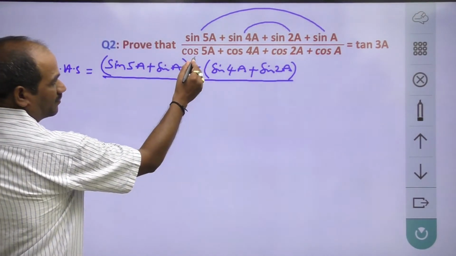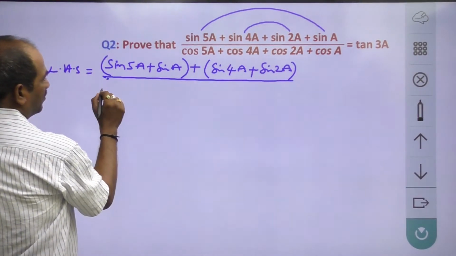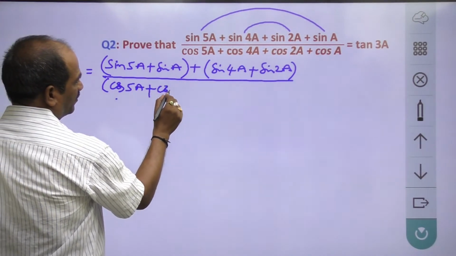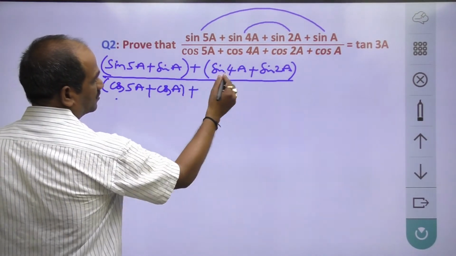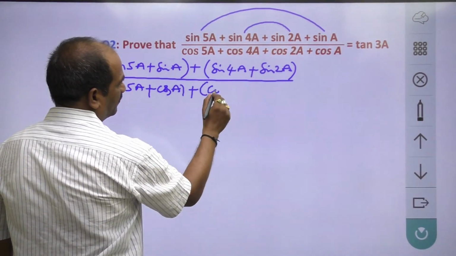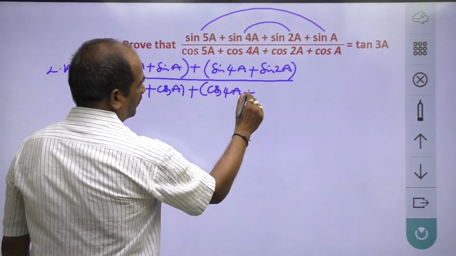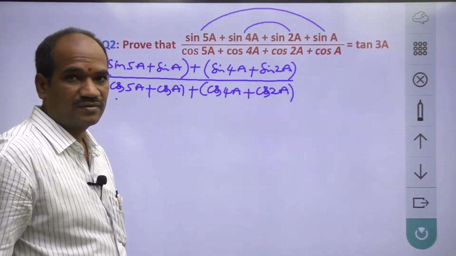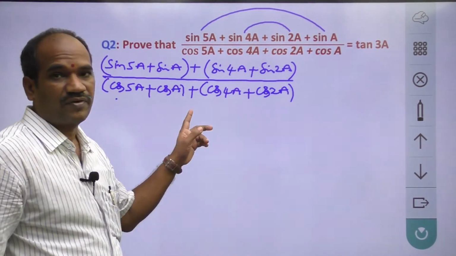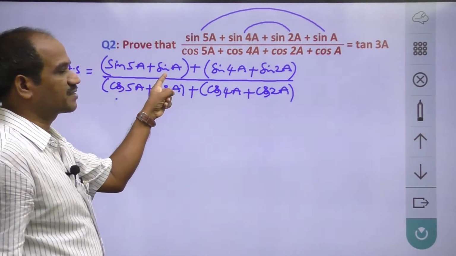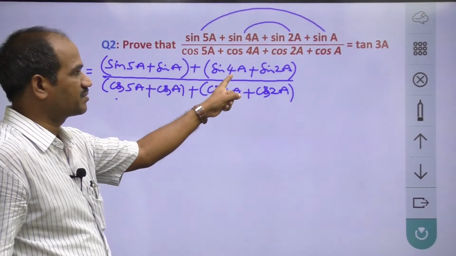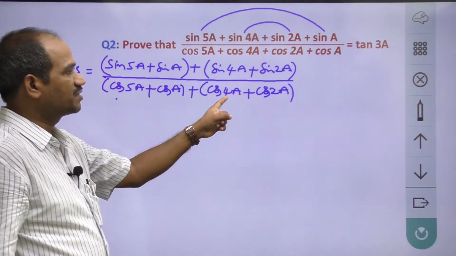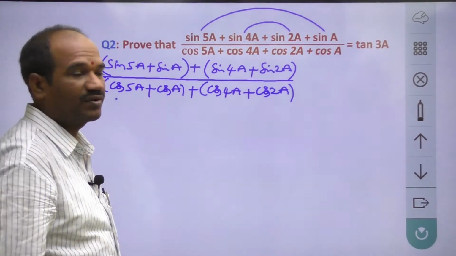the next: first and last, cos of 5a plus cos of a, plus the next 2 terms, cos of 4a plus cos of 2a. This is the LHS value. Now apply formulas: sin c plus sin d in the numerator, and cos c plus cos d in the denominator. So apply the formula.